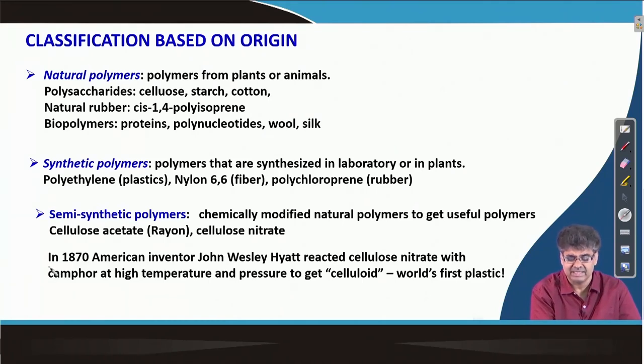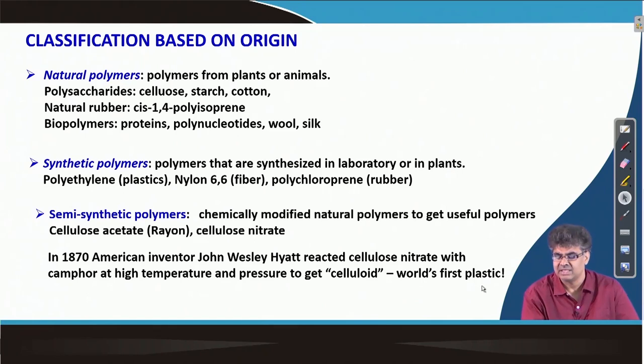Now, in 1870, American inventor John Wesley Hyatt reacted cellulose nitrate with camphor at high temperature and pressure to get celluloid, which was eventually the world's first plastic material. So, the world's first plastic material was a semi-synthetic polymer. We'll of course define the term plastics in a few minutes from now.